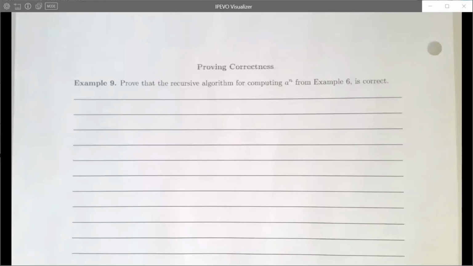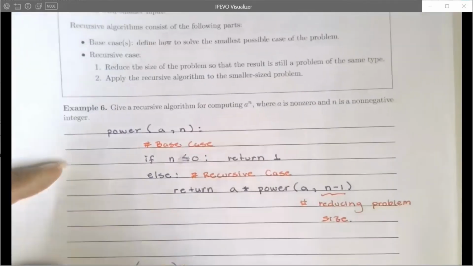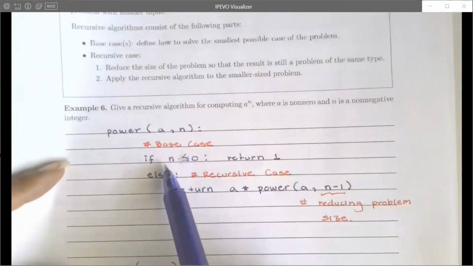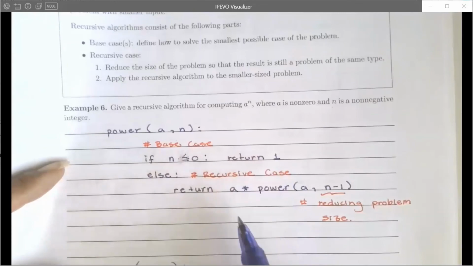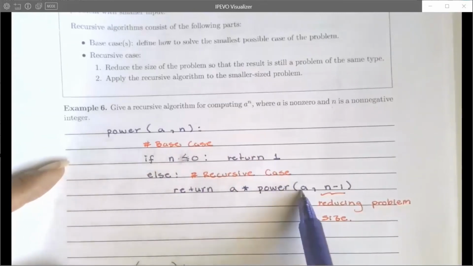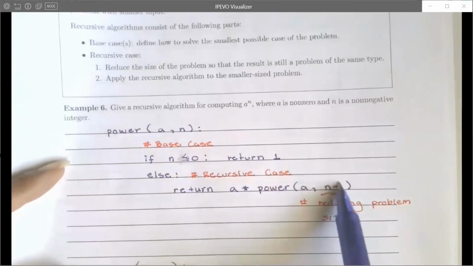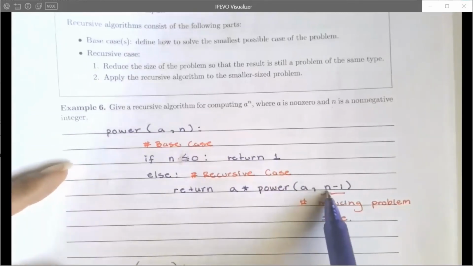because one of the many reasons is that it allows us to prove that a recursively defined algorithm is correct. So in example 9, they're asking us to prove that the recursive algorithm for computing a to the n from example 6 is correct. And from example 6, this is what we had. Power(a, n) is defined as: if n is less than or equal to 0, return 1. Otherwise, return a times power, the same function, but now with a smaller n, now n minus 1.